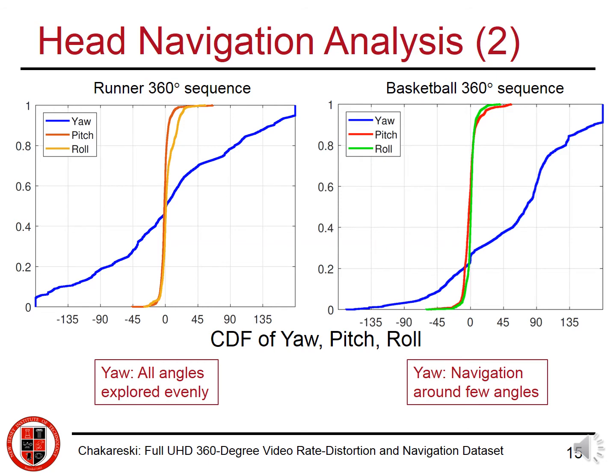And finally, if you compare the CDF of yaw for the 2 sequences, we can see that in the case of runner, the users navigate all angles evenly. On the other hand, for basketball, we can observe that the users focus in their navigation on a few representative angles.